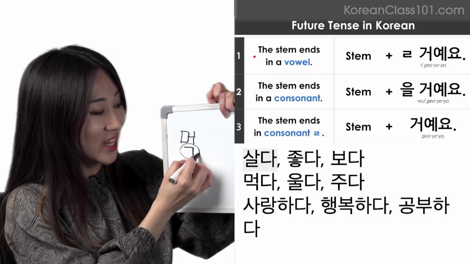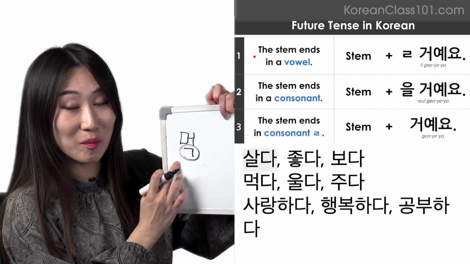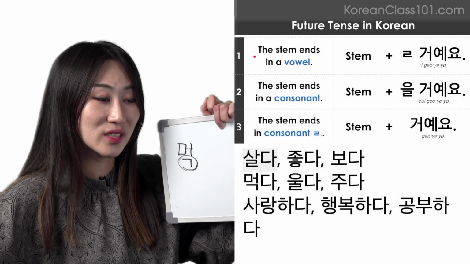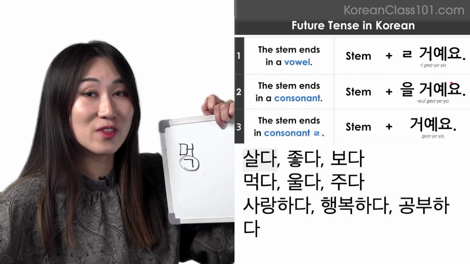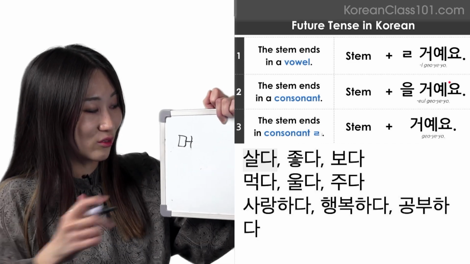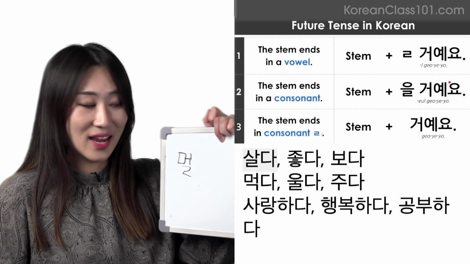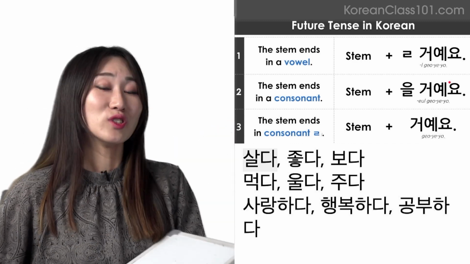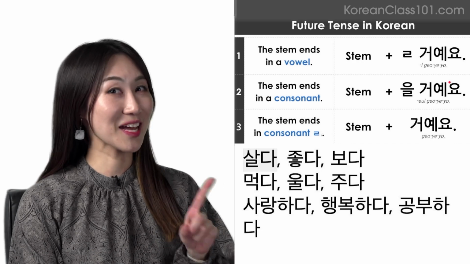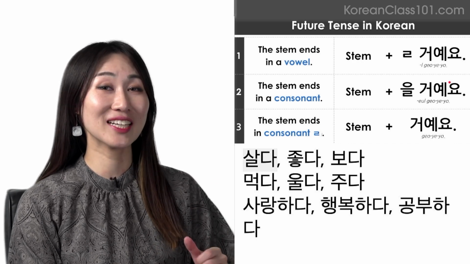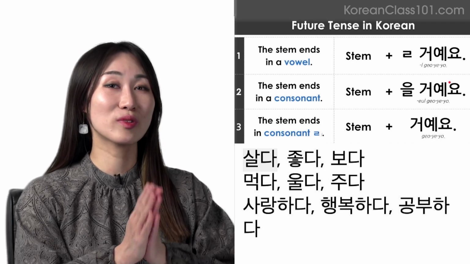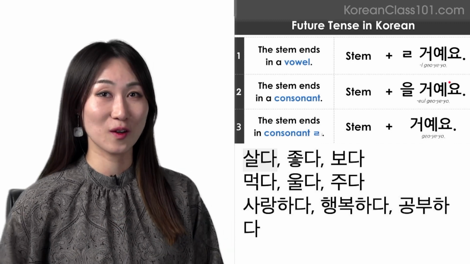If there is any consonant at the bottom, this is called 받침. If there is anything, then you use 을 거예요. And if there is nothing here, then you put the 리을 sound here, and put 거예요. So this is the future tense in Korean. It's not very difficult, so please practice it a bit more. And always read it out when you practice conjugating this future tense.